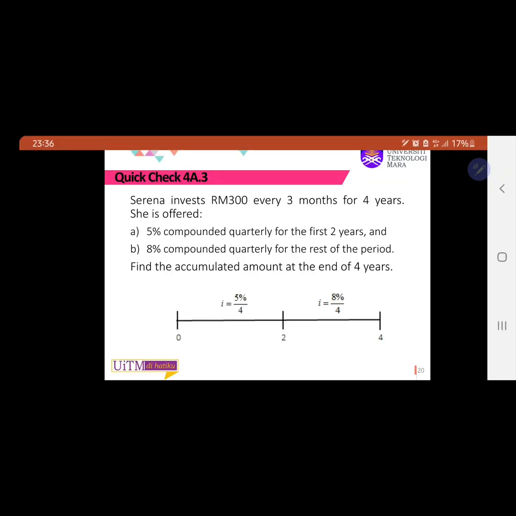Okay, same goes for this example. We also have 2 different rates. We have 5% compounded quarterly for the first 2 years and 8% compounded quarterly for the rest of the period. You might look at the solution that I have provided for you later on.